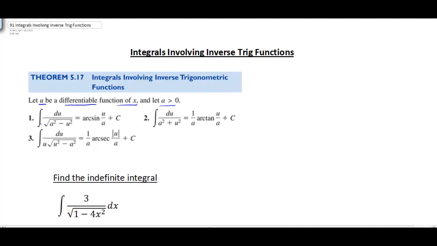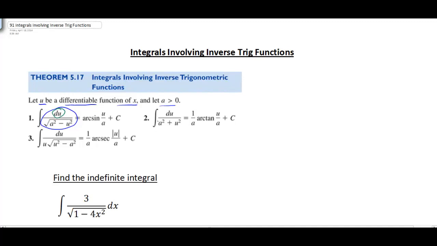So if we look at the integral here of du over the square root of a squared minus u squared, if we can get our integrand to match this format, then the integral is simply the arc sine of u over a plus c. So we need to make sure that we identify a, which is a real number squared, and then our u, which is a function of x squared. Now, once we identify a and u, you need to make sure that you have your du. So that means once we find u, we need to take the derivative of u, and du must be in the integral.